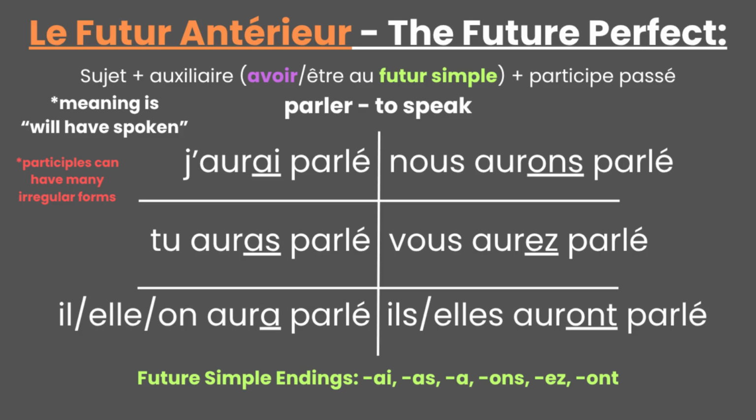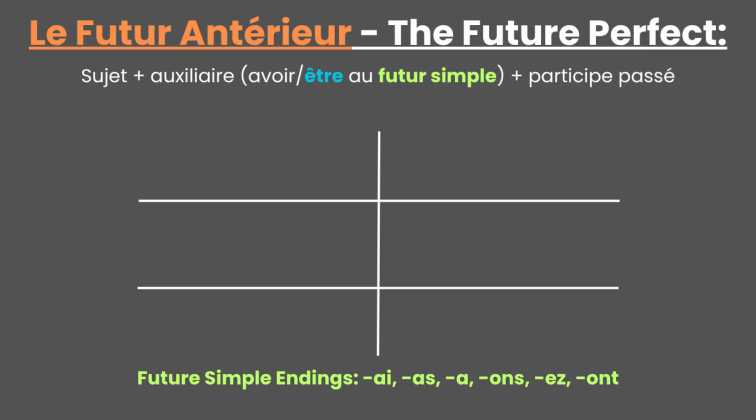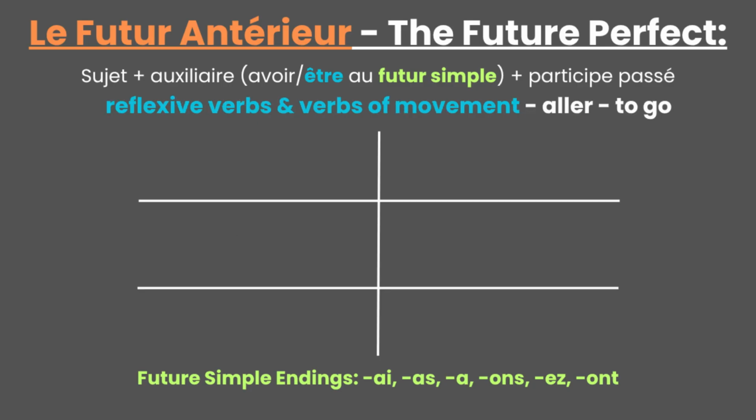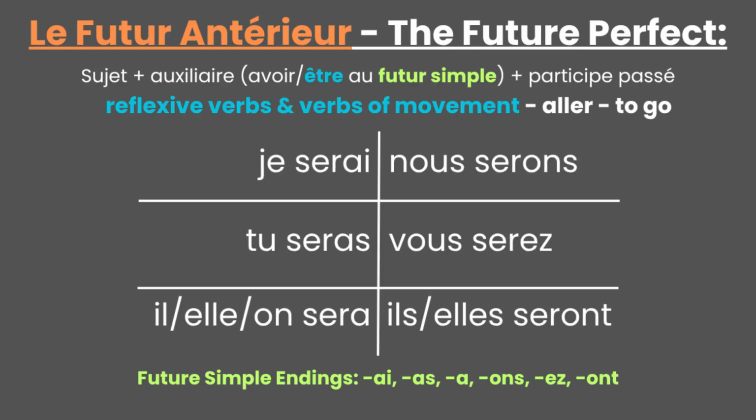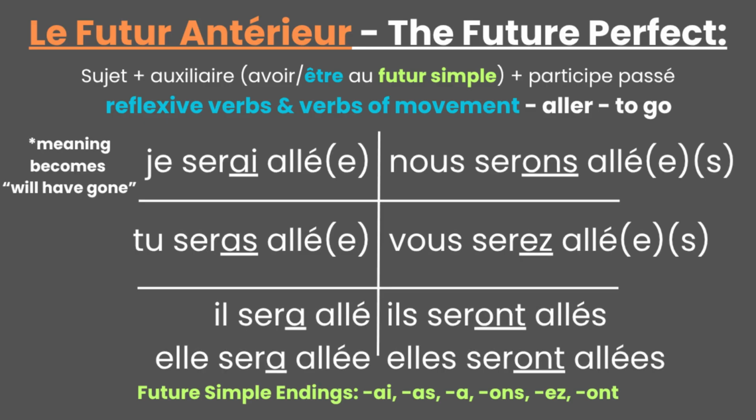However, some verbs will use être as the auxiliary verb, and they also work the same way in the compound past. These include reflexive verbs and verbs of movement, so we can use a verb like aller, to go. We need a subject, future simple conjugations of être, which have an irregular stem, and the past participle of aller.